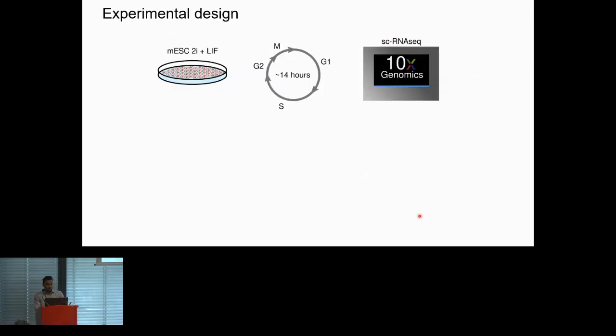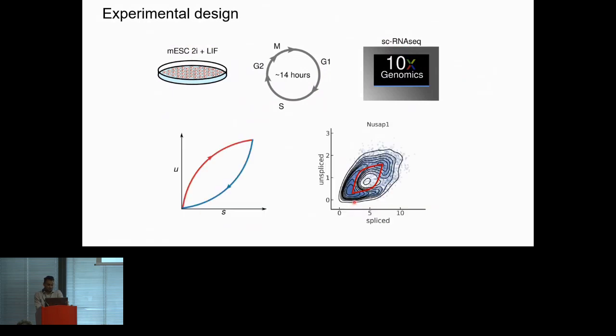So to do that, we did the following experiment. We cultured mouse embryonic stem cells in this LIF2I medium. This basically prevents the cells from differentiating. So all they're doing at this point is cycling. And it takes about 14 hours for them to go through one cell cycle. We did single cell RNA-seq profiling of these cells. And then this is what we get. So here I'm showing you the unspliced and spliced levels of a gene called NuSAP. There's a bit of data processing that goes before arriving to this step.